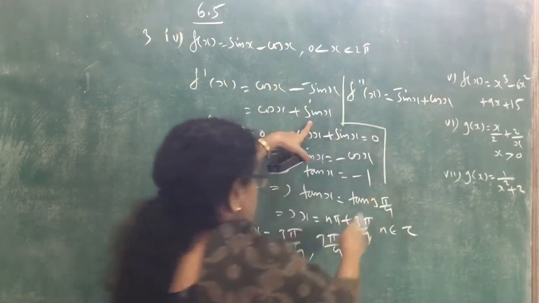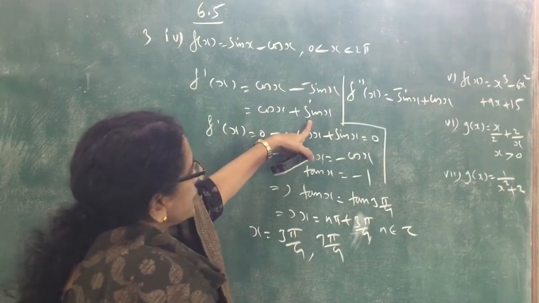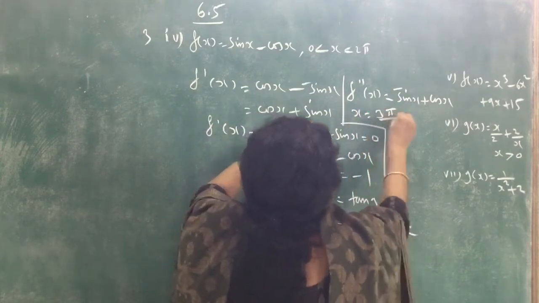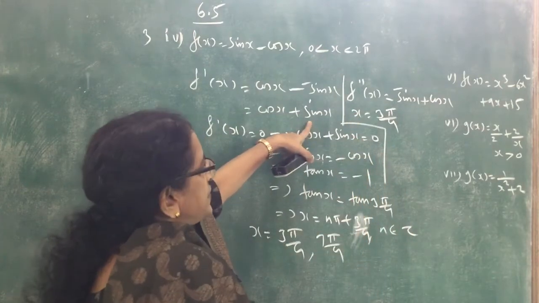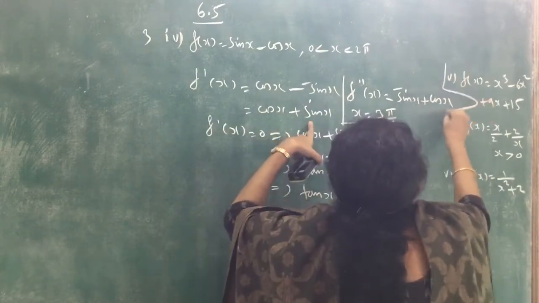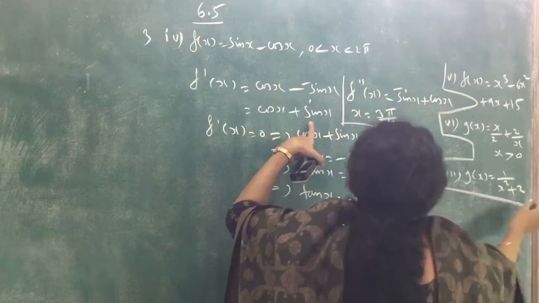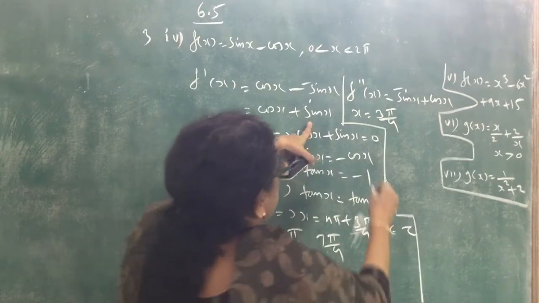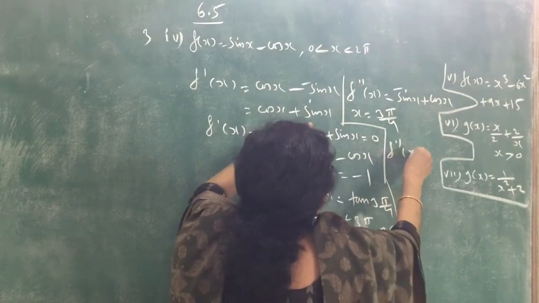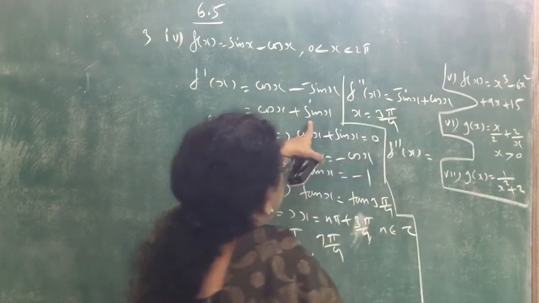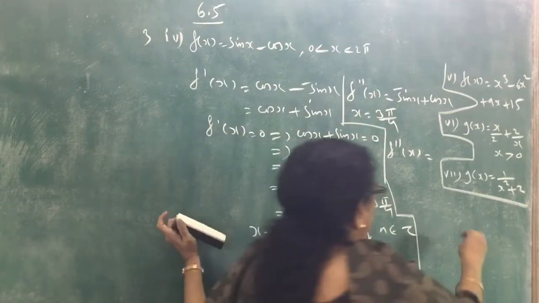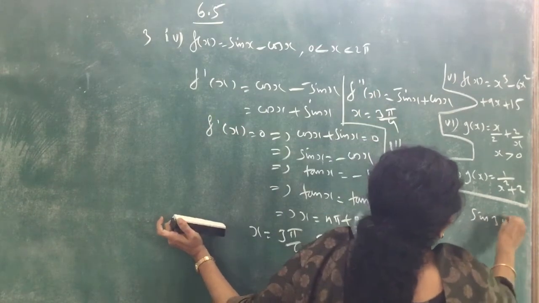Now we have to substitute this point, when x equal to 3 pi by 4. We have to find the second derivative. So f double dash x, when x equal to 3 pi by 4, substitute here. See, what is sin 3 pi by 4?